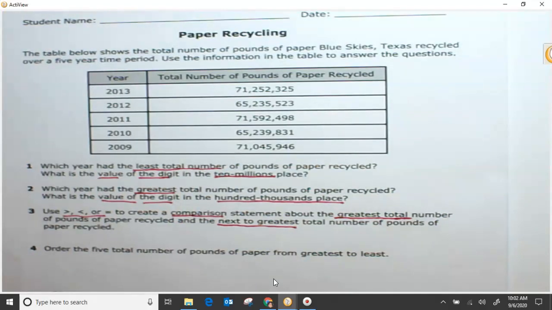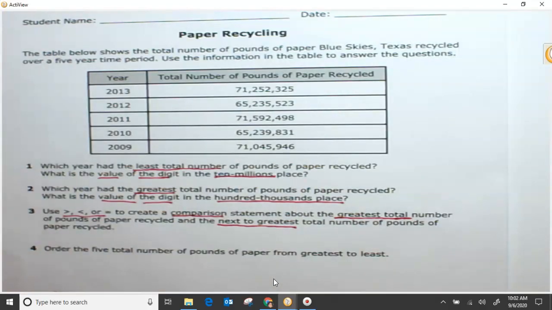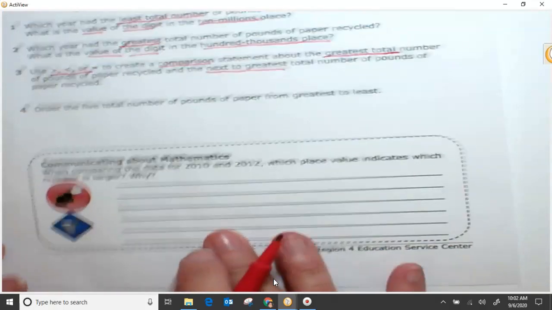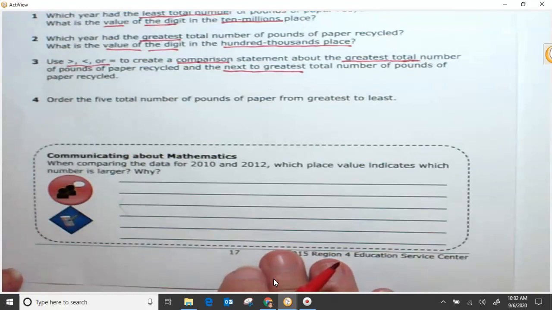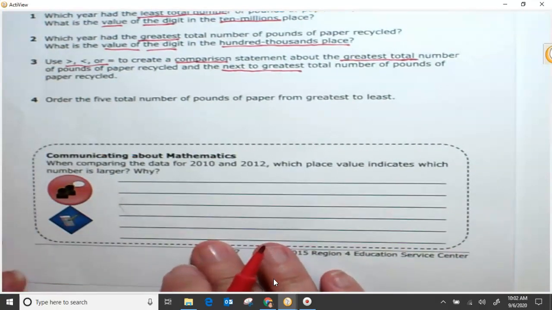So if you've already done them from least to greatest, remember the same numbers, you're just going to write them the opposite way. Then there is a question about communicating about mathematics. I do like for you to complete these because it tells us what you're thinking. When comparing the data for 2010 and 2012, which place value indicates which number is larger and why?